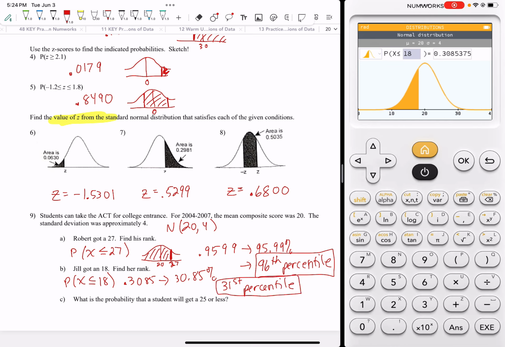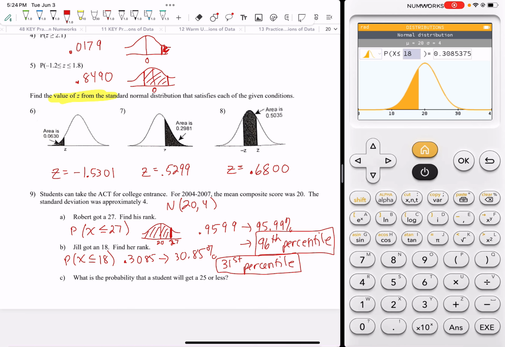Okay? And then the last question here, what is the probability that a student will get a 25 or less? So it's telling you less than or equal to 25, and this is specifically saying probability. So all we have to do now is type in our 25, and this answer is a decimal, right? 0.8944. And that's it. It's not asking for a rank. It's not asking for anything else. It's asking for the probability. So again, reading very carefully. When they ask for a rank, it's a percentile. Probability, it's a decimal. Okay?